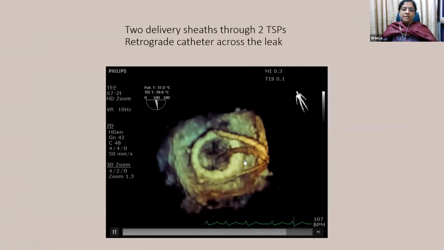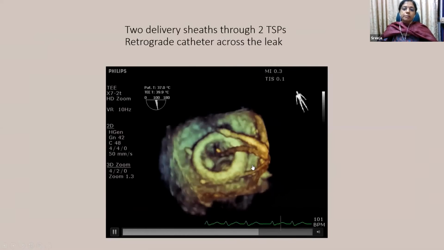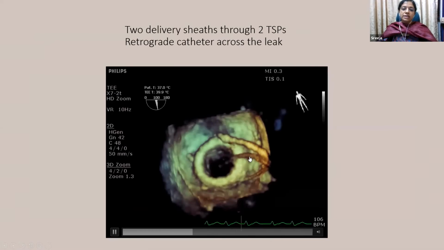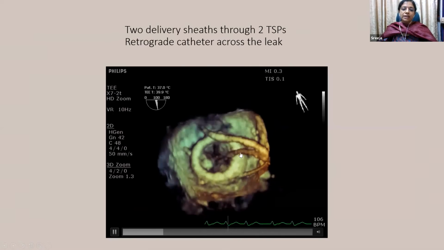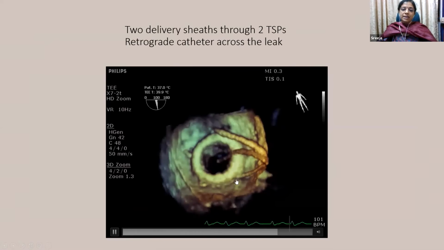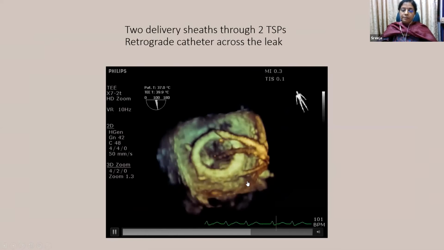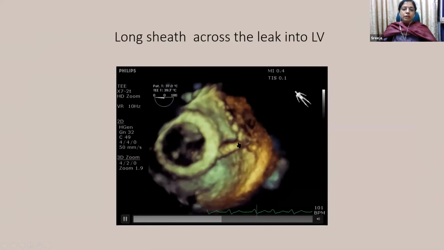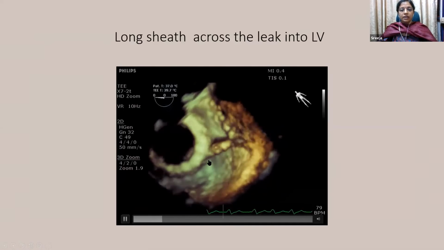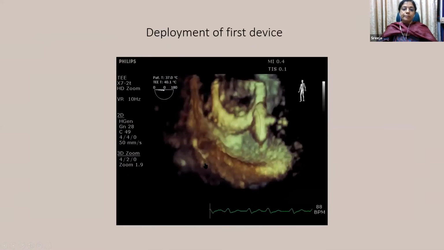Since it was a long crescentic leak, we decided to close it with multiple plugs. So we did 2 transeptal punctures. And as you can see, there are 2 sheaths across the atrial septum into the left atrium. And you can already see a retrograde catheter across the leak, which has crossed the leak from the LV side. Now this 3D image shows the long sheath which has gone across the PVL.